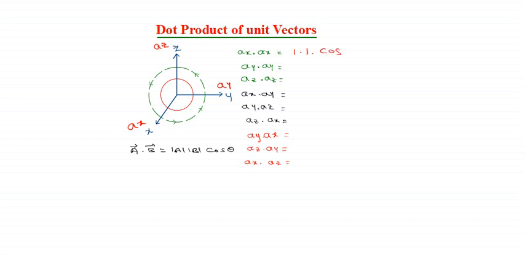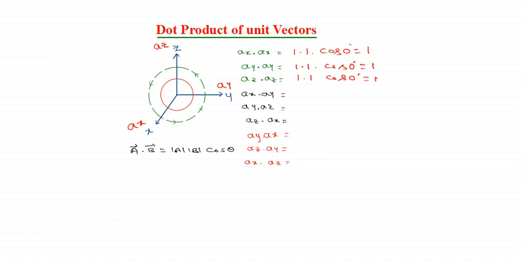That means the angle between x and x is going to be 0 degrees. So that is equal to 1 into 1 into cos 0. Cos 0 is again 1, so I can simply write it as 1. Now ay dot ay is also the same thing. It is going to be 1 dot 1 into cos 0 degrees, which is equal to 1 itself. Az dot az is also 1 dot 1 into cos 0 degrees, which is equal to 1.